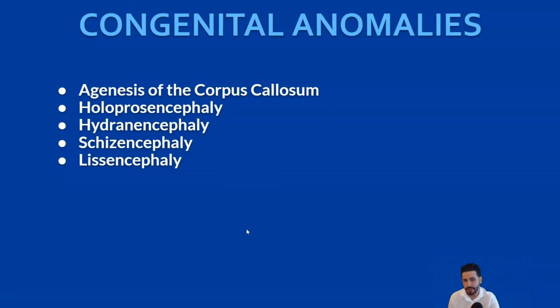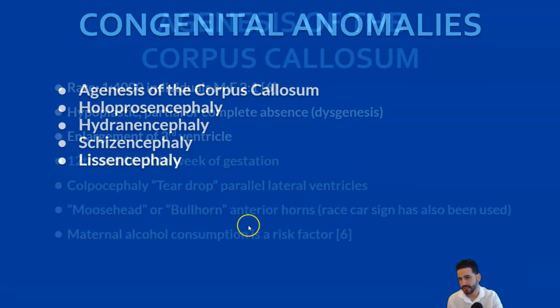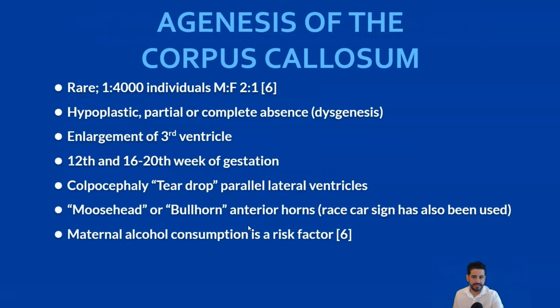All right, so congenital anomalies, there's a very, very long list of congenital anomalies. I'm going to go over a few due to the time constraints. So beginning with agenesis of the corpus callosum, it is rare, about 1 in 4,000 individuals, and with a male to female ratio of 2-to-1. Now, you can have agenesis of the corpus callosum, which is no corpus callosum at all, it doesn't develop, or you can have a hypoplastic part of the corpus callosum. This is called dysgenesis.